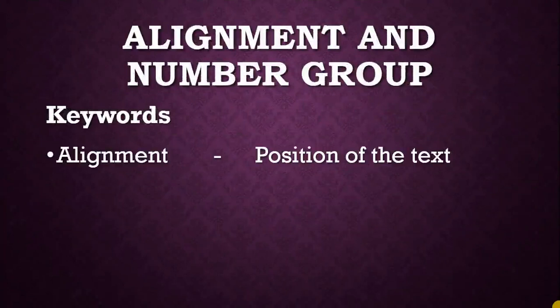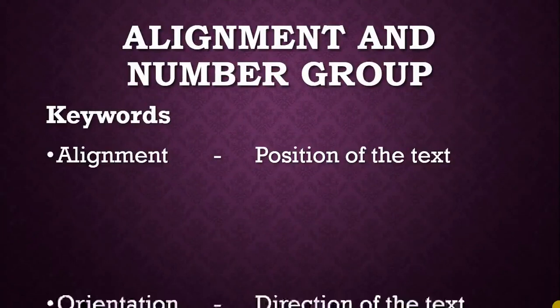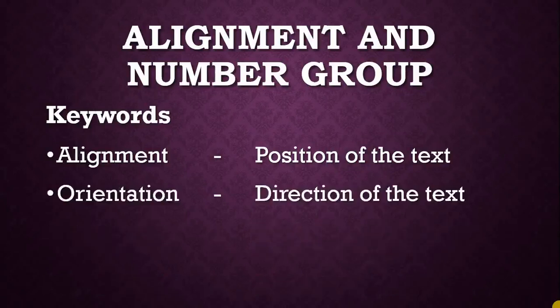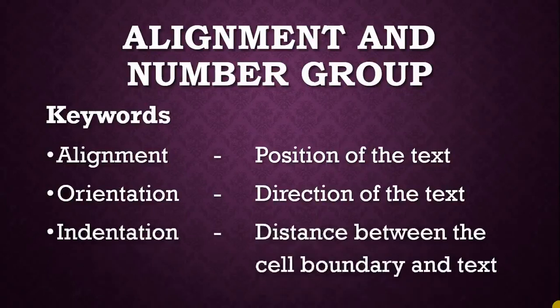First keyword, alignment. It means position of the text. Alignment is the position where data is placed within the boundary of a cell. Next, orientation. It means direction of the text. Orientation is the rotation of the text in different angles inside the cell. Next, indentation. Indentation means the distance between the cell boundary and the text.